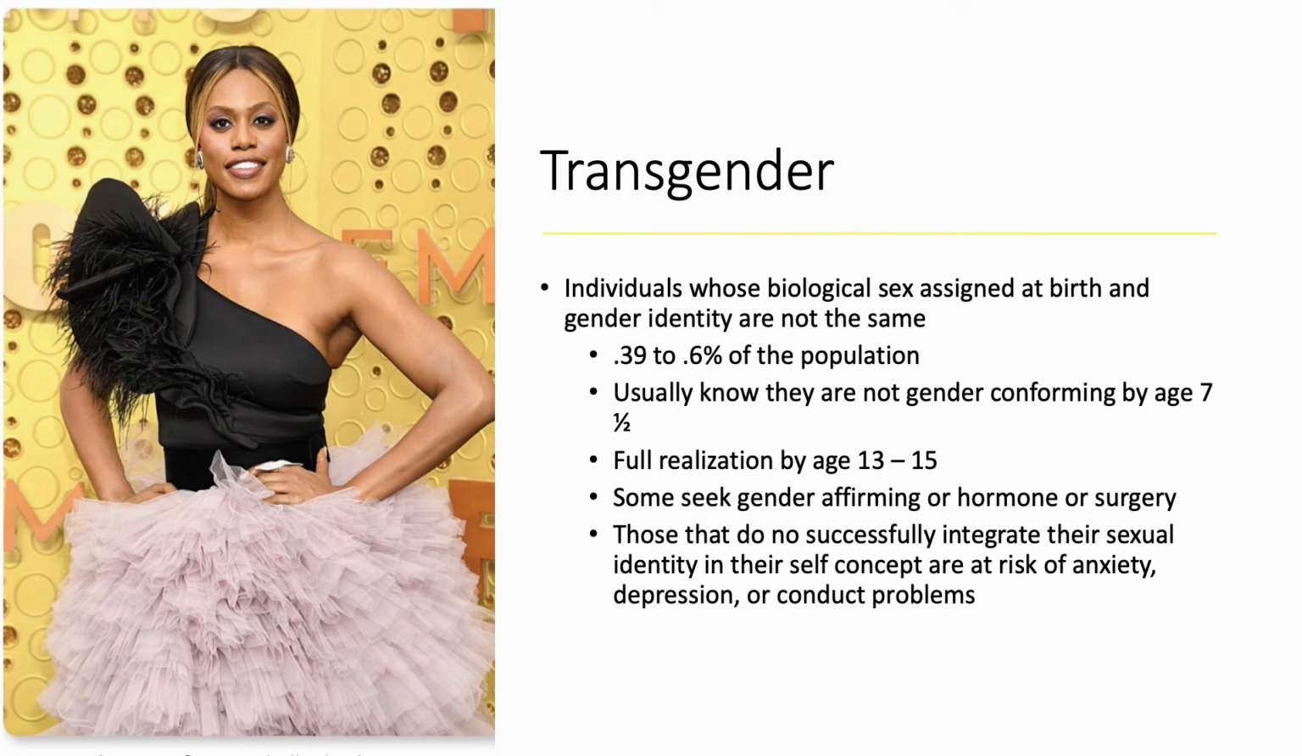Transgender are individuals whose biological sex assigned at birth and gender identity are not the same. This is a very small minority of people, generally about 1/3 to 1/6% of the population. Usually, they know they are not gender conforming by about the time they're 7.5 years old. The full realization, however, doesn't happen until around 13 to 15 years old. Some people may seek gender affirming or hormone therapy or surgery, and those that do not successfully integrate into their sexual identity in their self-concept are at risk of anxiety, depression, and conduct problems.